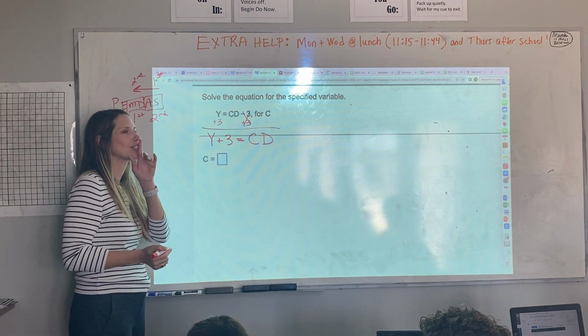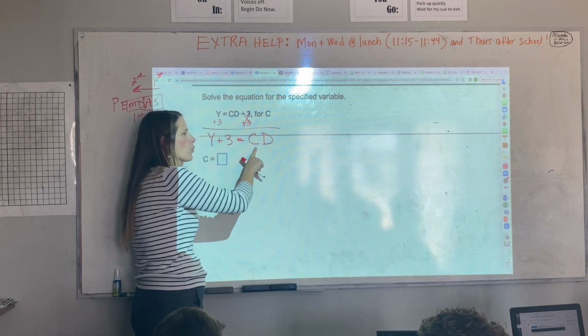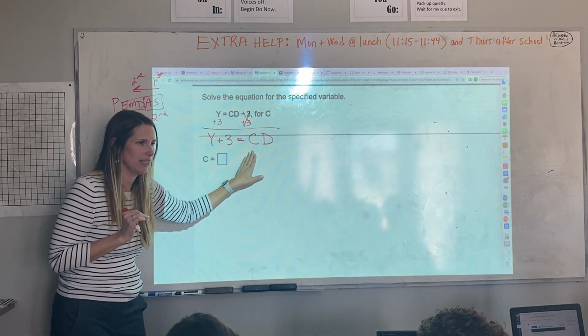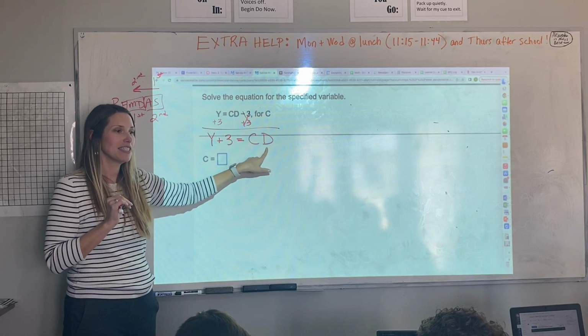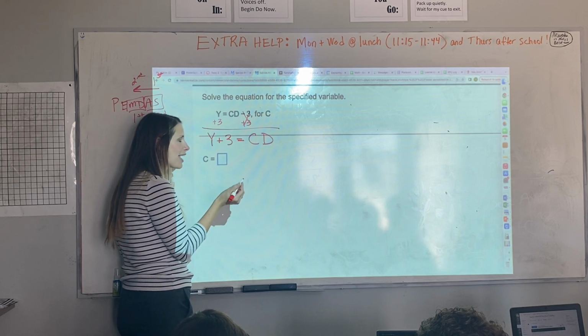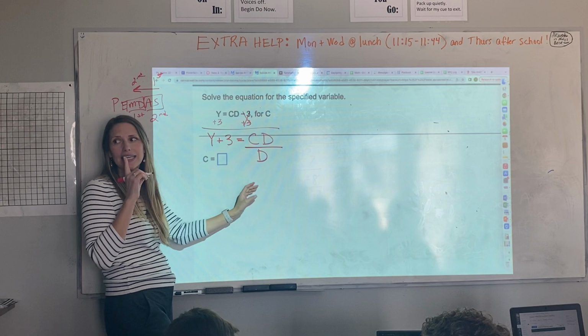Okay. We're solving for C, so we want to say goodbye to anything else that's not C. The thing that's not C is D. We want to say bye-bye to D, but we can't just yell at it to go away, even though we'd like to. We have to do it algebraically. So we're dividing by D.